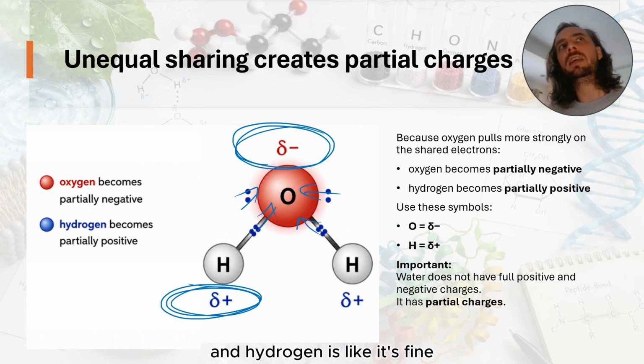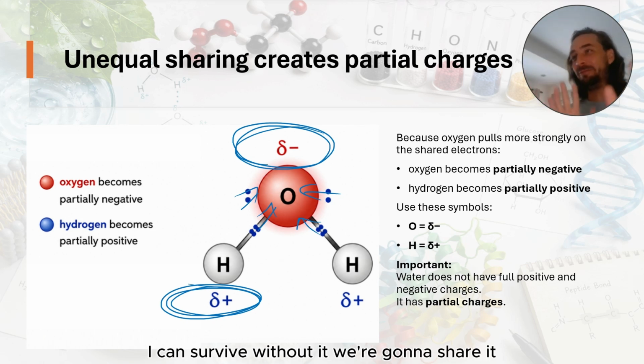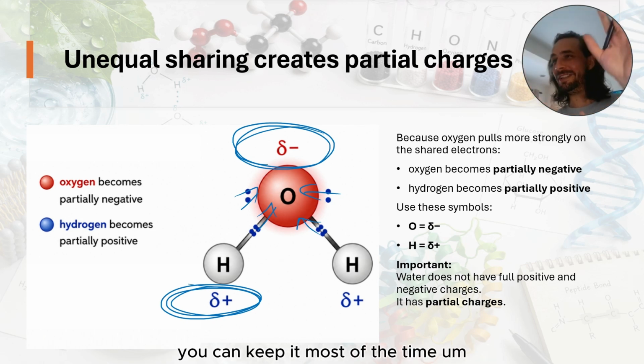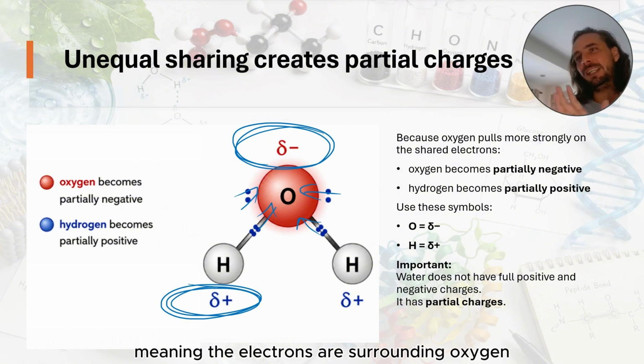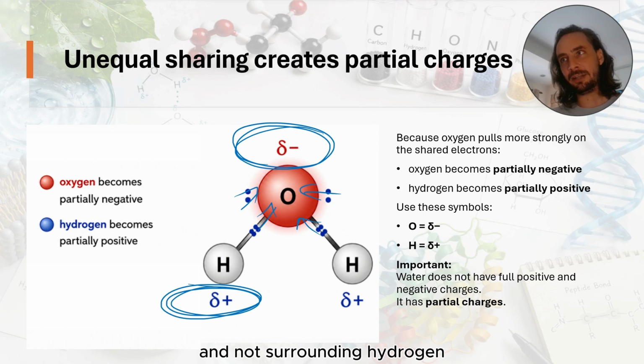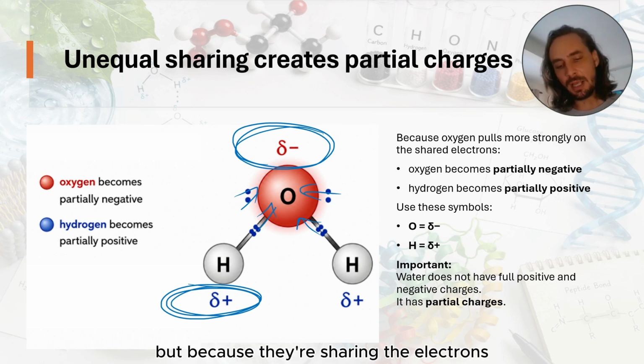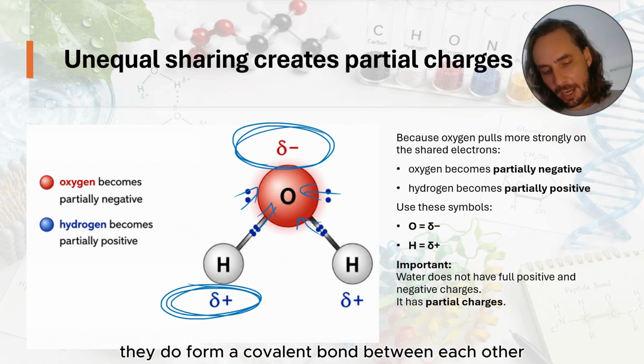And hydrogen is like, it's fine. I can survive without it. We're going to share it. You can keep it most of the time. But they share it unequally, meaning the electrons are surrounding oxygen and not surrounding hydrogen. But because they're sharing the electrons, they do form a covalent bond between each other.